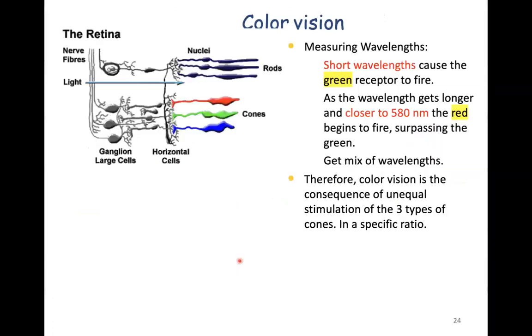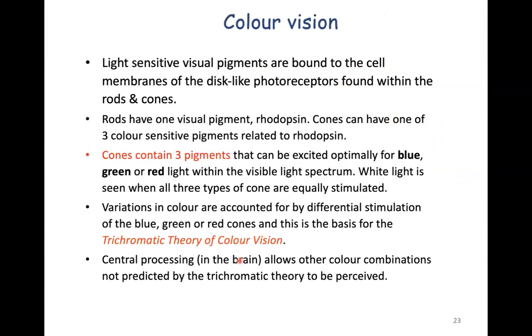All right. So color vision is owed to the light-sensitive visual pigments that are bound to the cell membranes of the photoreceptors in cones primarily, but both rods and cones have these visual pigments. Rods only have one, rhodopsin. Cones have three pigments, which can be excited selectively for blue, red, or green light. When all the cones for blue, red, and green are activated at once, that is when you get white light.